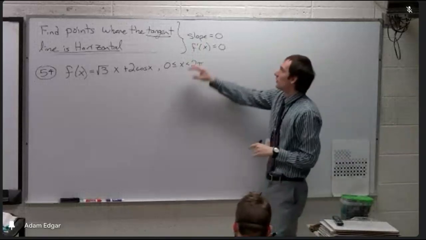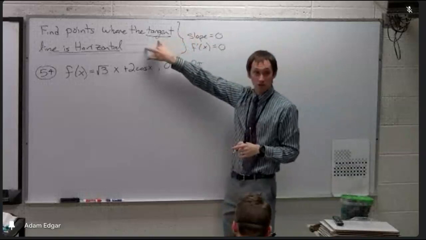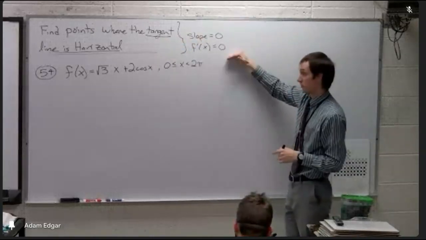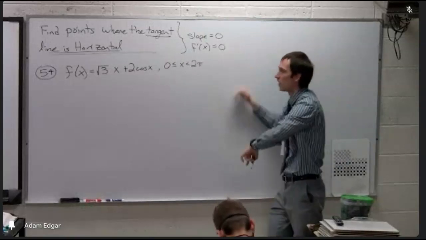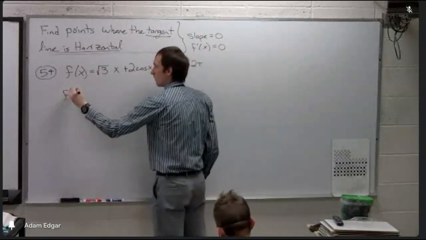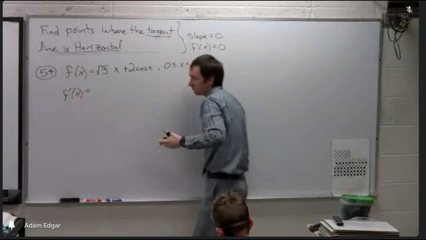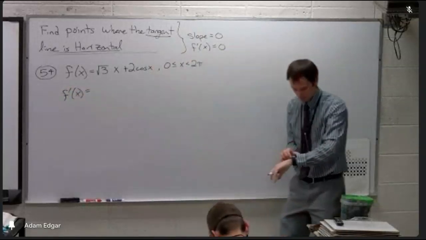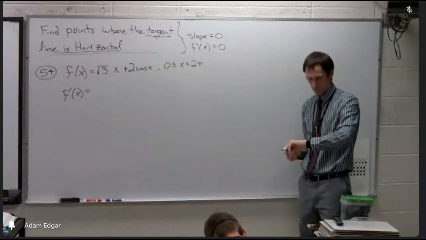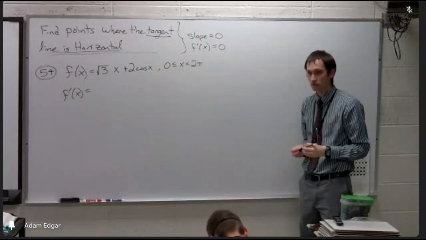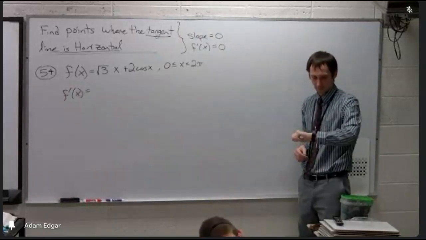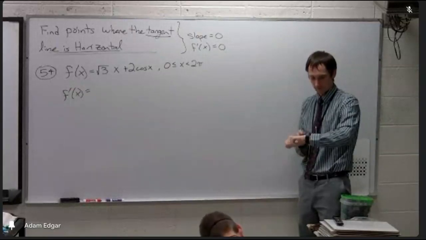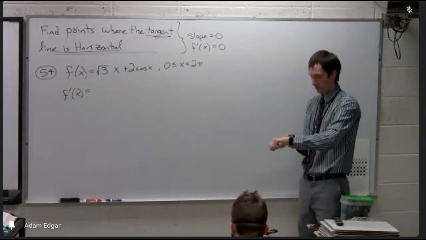So, if your slope is 0 because your tangent line is horizontal, then by extension, the derivative is 0. So, what do we got to do with this function? Find the derivative. Go ahead, find the derivative. Take 14 seconds, your own clock. Got an extra 28 hundredths of a second.